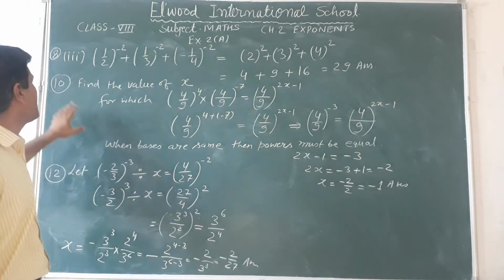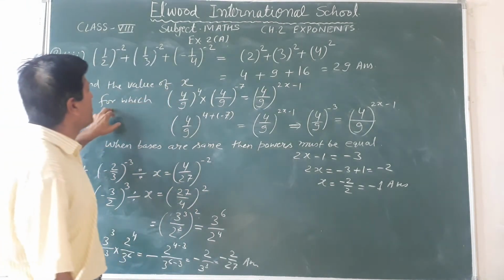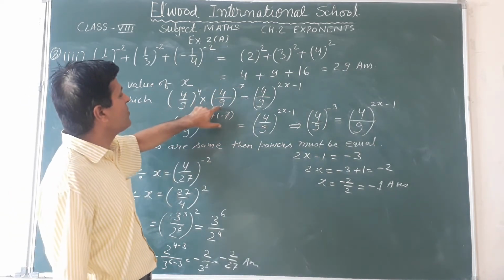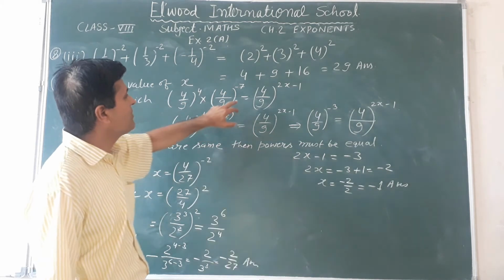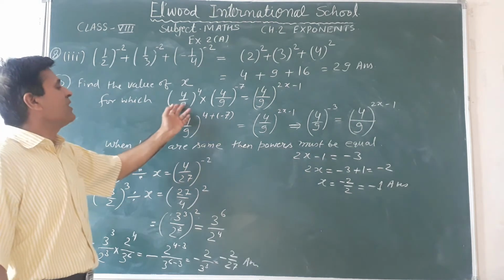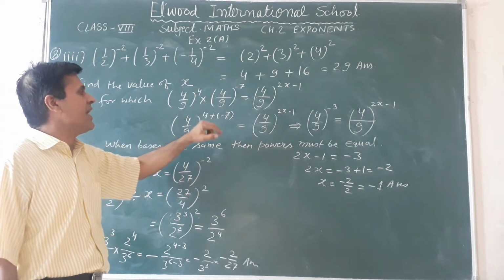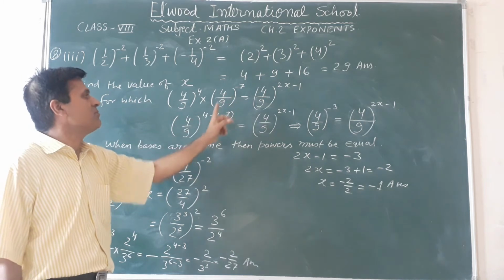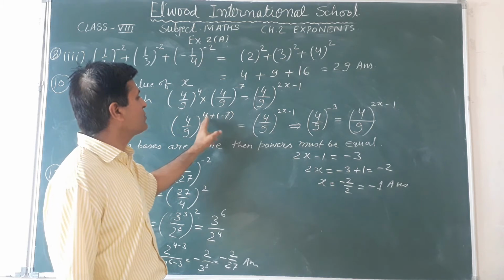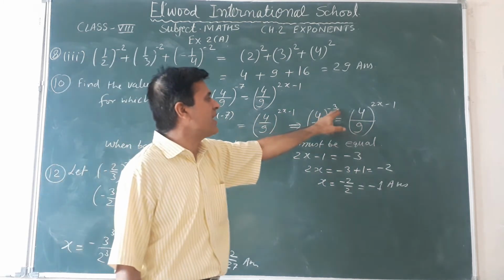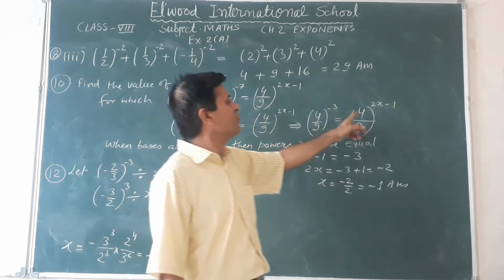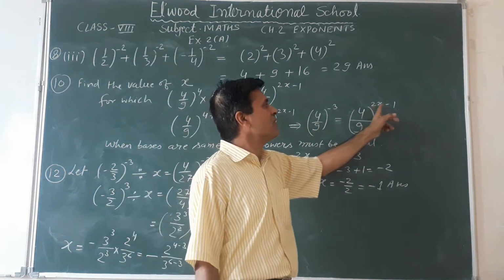Now I am solving question number 10. Find the value of x for which (4/9)^4 multiplied by (4/9)^-7 is equal to (4/9)^(2x-1). Here the bases are the same, so the powers must be added. So I am adding 4 plus minus 7, which is 4 minus 7, and that becomes minus 3. So (4/9)^-3 is equal to (4/9)^(2x-1).